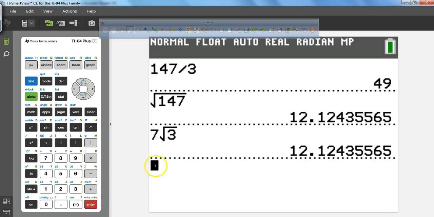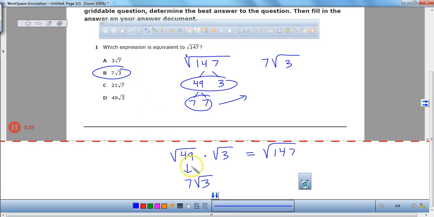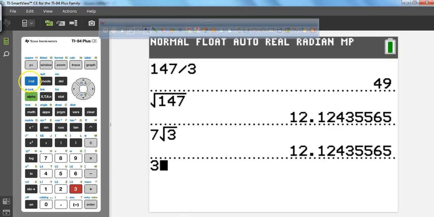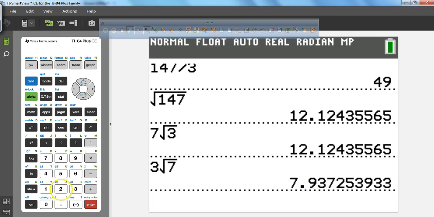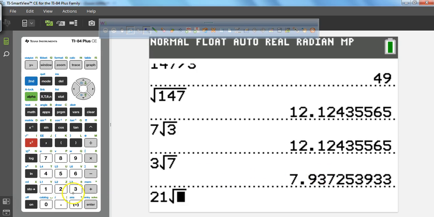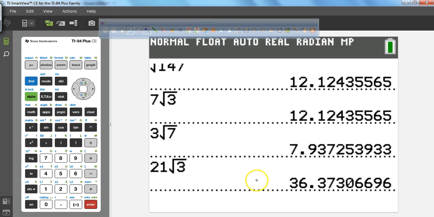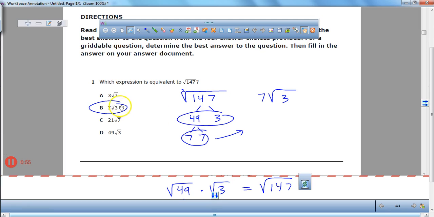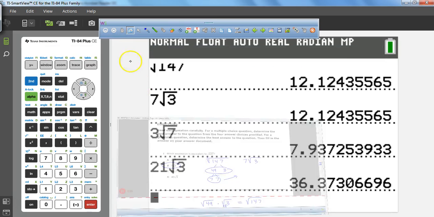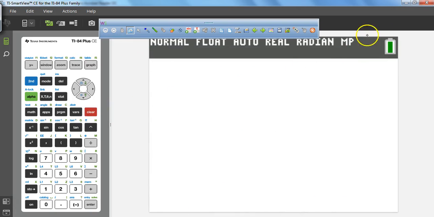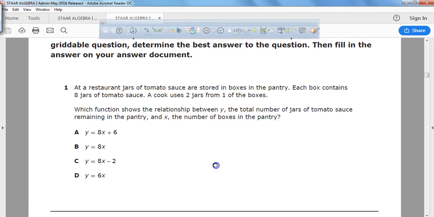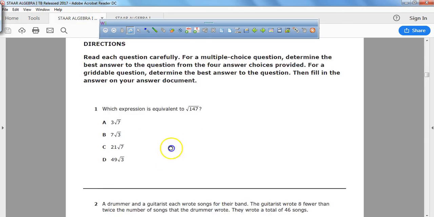Well, what were some of your answer choices here? One of your answer choices was 3 radical 7. If you type in 3 radical 7, that's not going to be the same decimal equivalent. So you could type in all the answer choices if you wanted to and just see which one matched, since it's multiple choice. So what's the only one that matches? The only one that matches is 7 radical 3. Let's go ahead and I'm going to clear this out. Go back to our test.